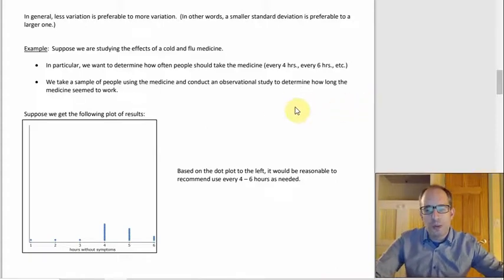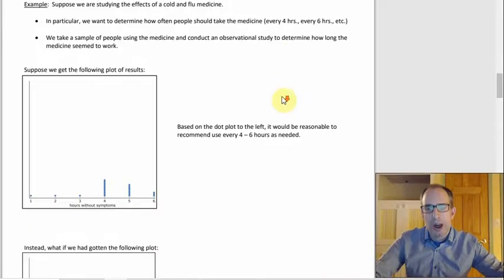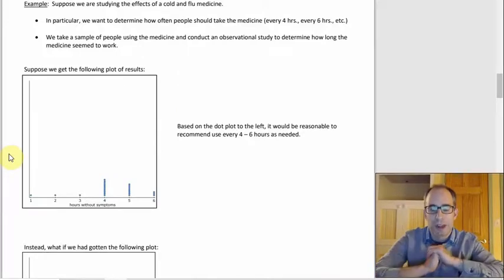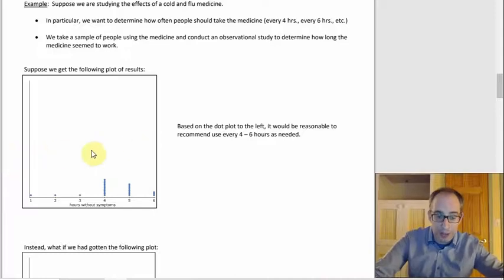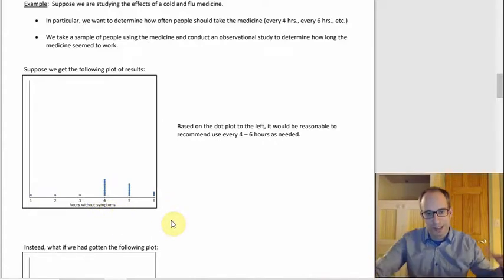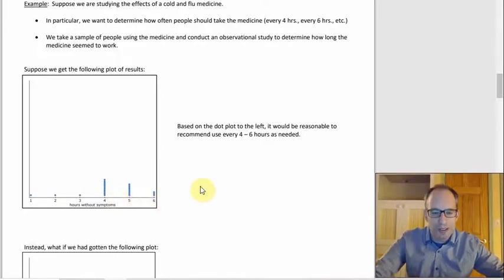So let's say that we had an observational study, and we collected data to see how long it seemed like the medicine worked. And if we had this plot right here, you'd go, all right, it looks like if we said take it every 4 to 6 hours, right? Because here are all the big bars here. Only 3 people were under 4. So it looks like if you took it every 4 hours, you have a pretty good chance of avoiding the symptoms, right? Like you'd be able to suppress them. So yeah, 4 to 6 hours looks like it makes sense based on that graph.